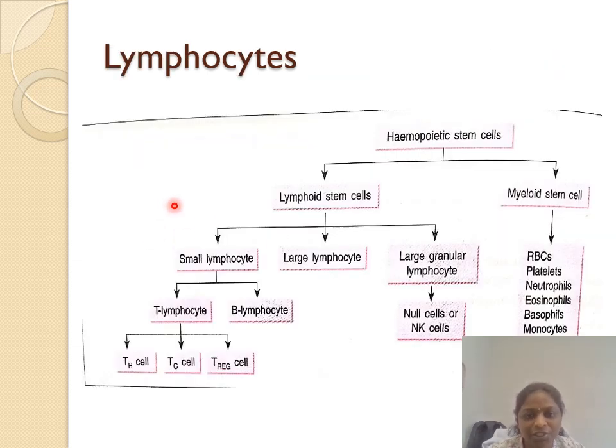Coming to the lymphocytes. Generally, lymphocytes are formed from the hemopoietic stem cells. These hemopoietic stem cells give rise to lymphoid stem cells, which divide into small lymphocytes and large granular lymphocytes. The NK cells or null cells come from the large granular lymphocytes, whereas the T lymphocytes and B lymphocytes come from the small lymphocytes. T lymphocytes are again divided into T helper cells, T cytotoxic cells, and T regulatory cells.